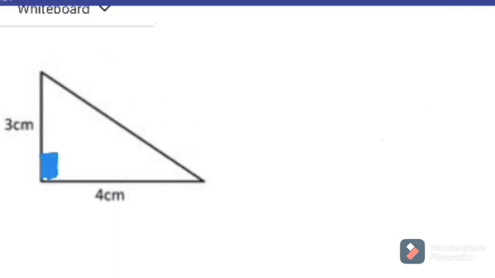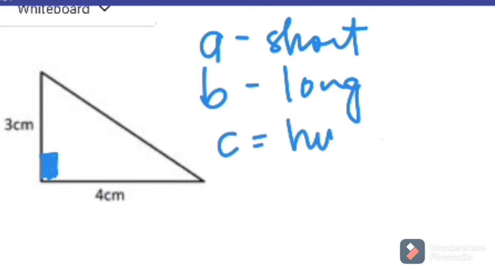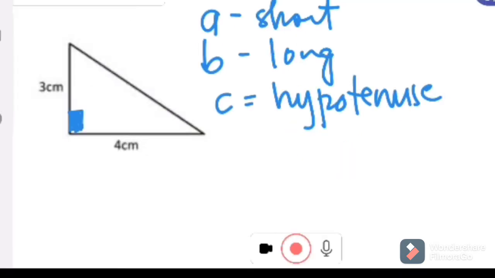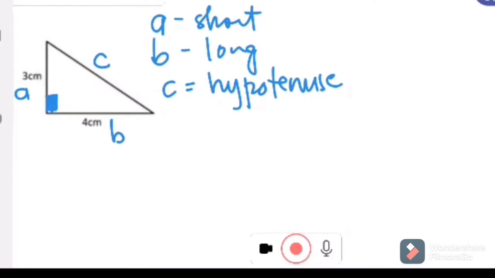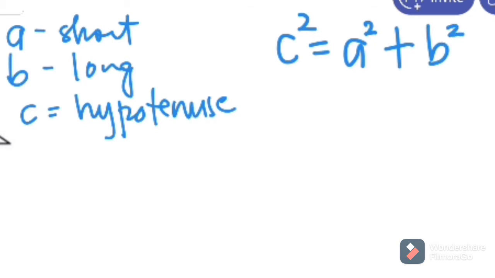Let's first identify the parts of this triangle. Let's say A is our short leg, B is our longer leg, while C is our hypotenuse. Okay, this is our short leg, our longer leg is B, and this is our C. And the Pythagorean theorem states the hypotenuse is equal to the sum of the squares of the shorter and longer leg. So that's how we write it.